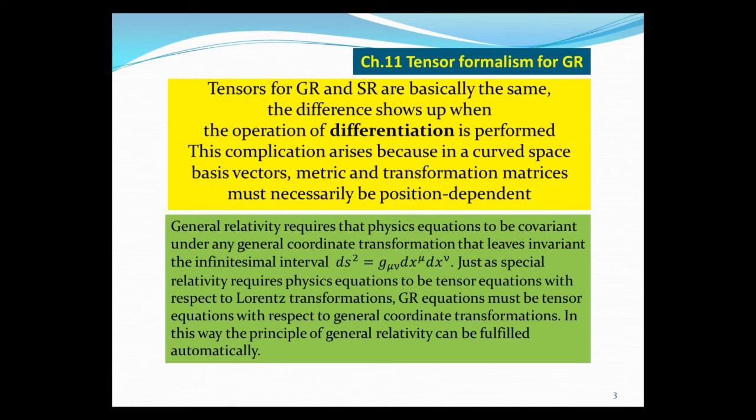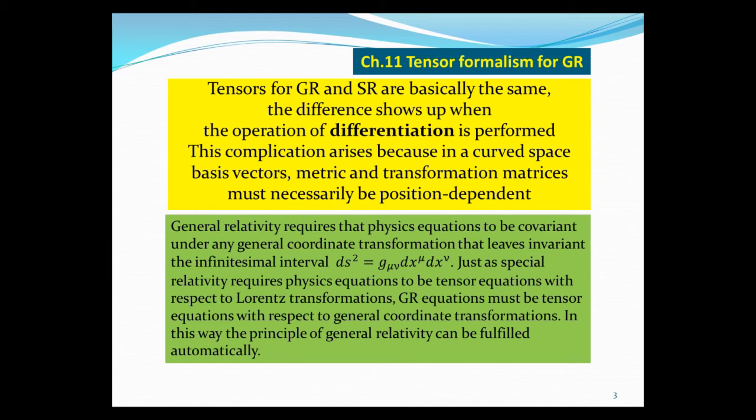And of course, GR requires the physics equations to be covariant under general coordinate transformation, and that leaves invariant ds squared. So just like we learned in rotational and special relativity, if you write physics equations as tensor equations, then they automatically respect the Lorentz symmetry or rotation symmetry. It's the same way. GR equations must be tensor equations in order to respect the general coordinate transformation. So the principle of general relativity can be fulfilled automatically.